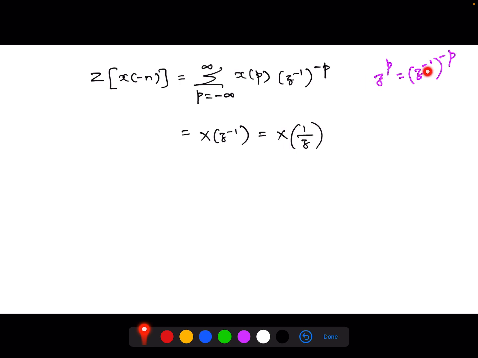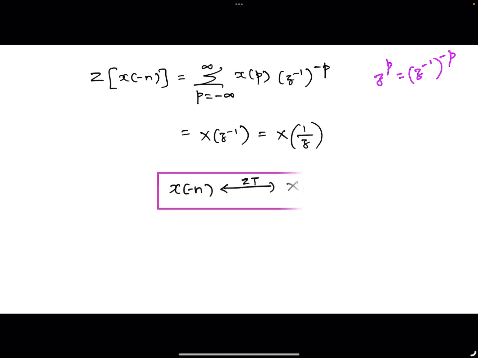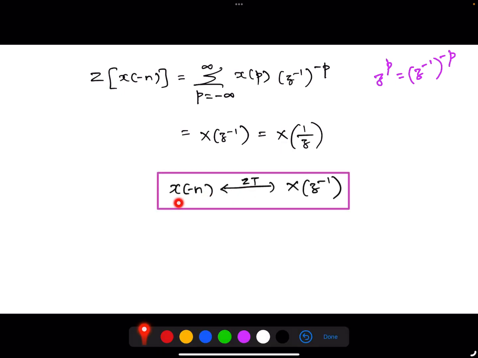Because of this step, in place of z, you have z inverse. So that's what we have here. So this is nothing but the capital X of z inverse. In place of z, you have z inverse. But what is z inverse? It is 1 over z. So x of 1 over z is the result. So the z transform of x of negative n is equal to capital X of z inverse, or x of 1 by z.